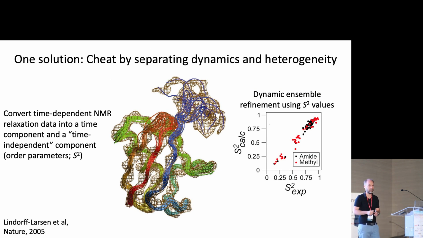One of them is some work that I did during my own PhD many years ago, which is that you cheat. You basically take your messy data that includes both structural heterogeneity and motions, and you deconvolute it. And as I said, I'm not a big fan of deconvolution, but this is what people did at the time. And so you deconvolute it into these order parameters that are sort of a static component, and then you can fit nice ensembles that fit the order parameters.